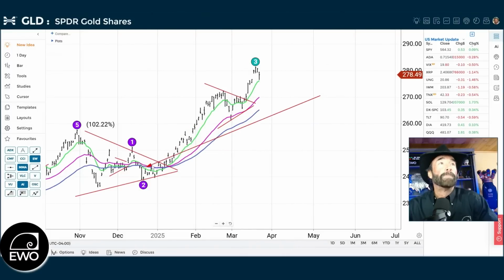But we had this consolidating triangle here, a nice symmetrical triangle, big breakout. We consolidated again, broke out again to the upside.